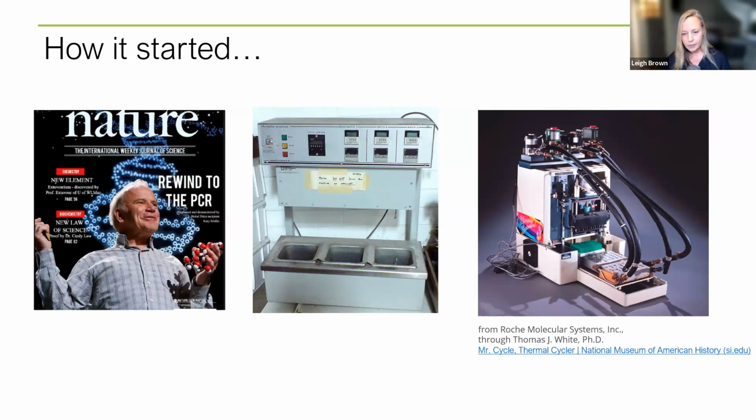And on the right here, we have Mr. Cycle. So this is the first prototype for an automated PCR machine from Cetus. And if you look real closely, there's like this California Dreaming sticker on the side. I love that. Maybe some kind of homage to Mullis. So this is in the Smithsonian, which I think is super cool. I will have to visit that the next time I go.